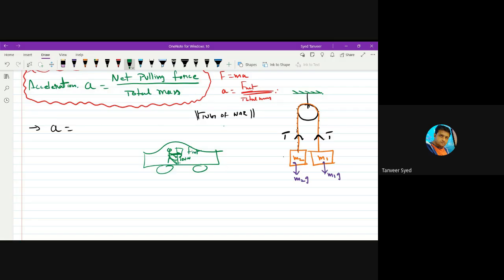You are inside the car. You and the car are a system now. You are trying to push the car from within the system. Internal force is developed. Internal force cannot cause motion.